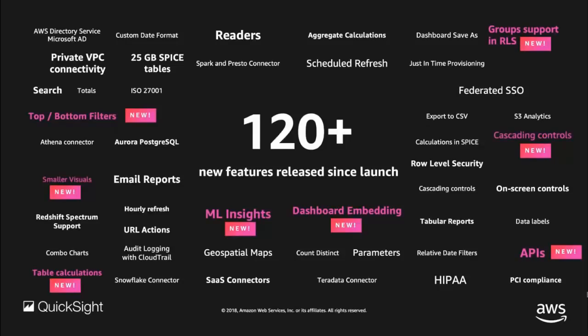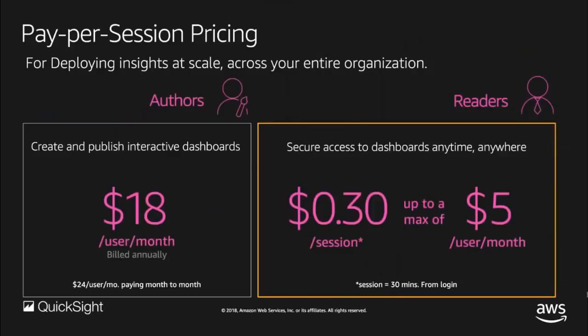So let's get a closer look at the pricing of QuickSight. In QuickSight, there are two types of roles or personas. For the authors who connect to data and create analysis and share dashboard, it is a flat $18 per user per month fee for the annual subscription. And for the reader with the pay per session pricing, you only pay for the active session starting at 30 cents per 30-minute session, and you never pay more than $5 per month for unlimited sessions.